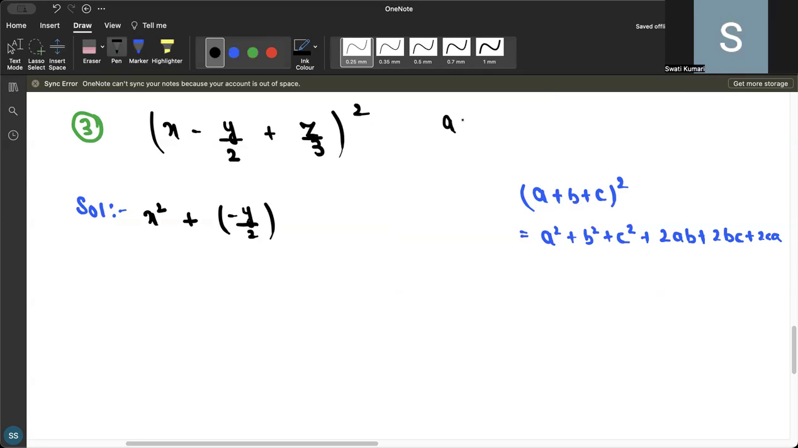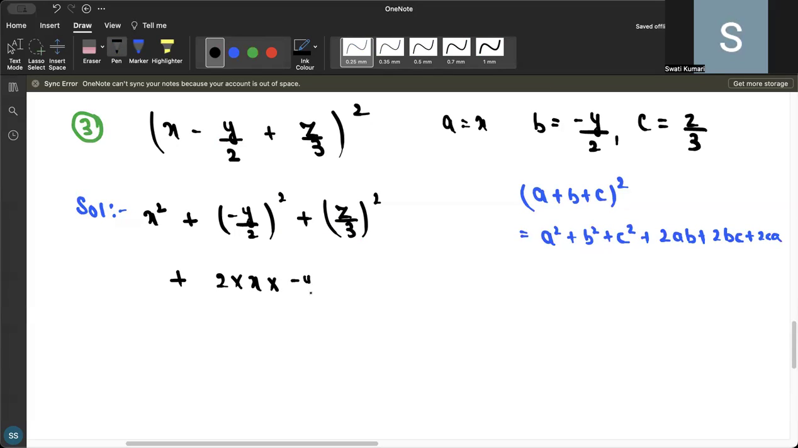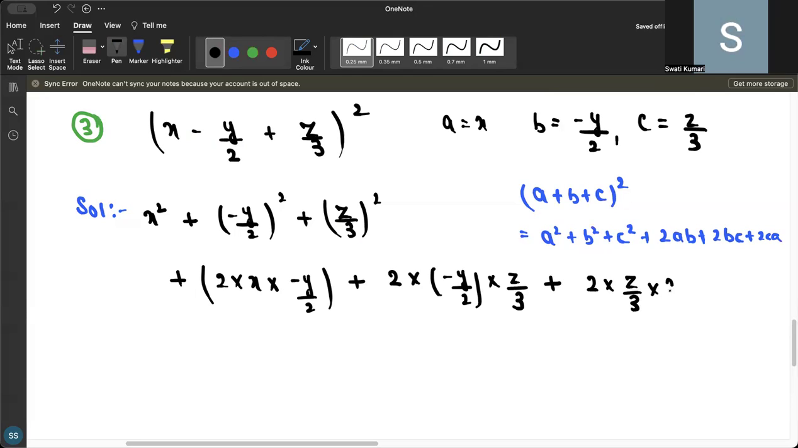If you are not comfortable, write down like this: a is x, b is minus y by 2 and c is z by 3. Now put this into the formula. So a square plus b square, that is minus y by 2 whole square, plus c square, that means z by 3 whole square, plus twice of ab, that means 2 into x into minus y by 2. And then plus 2bc, that means 2 into b, minus y by 2, and into c, that is z by 3, plus 2ca, that means 2 into z by 3 into x.